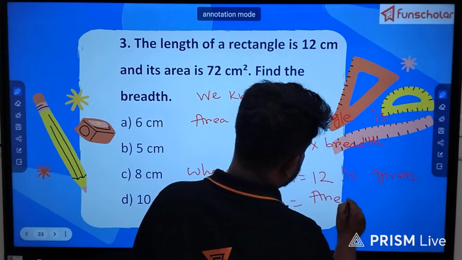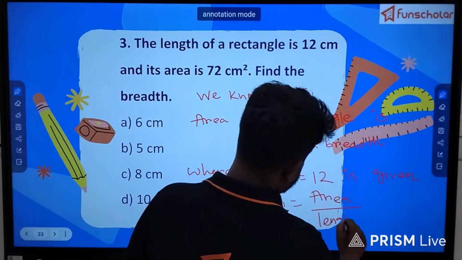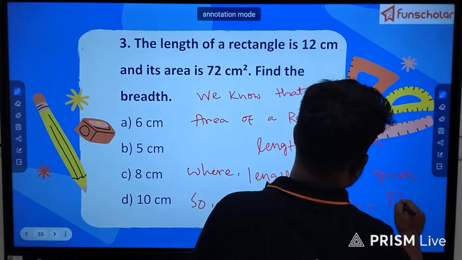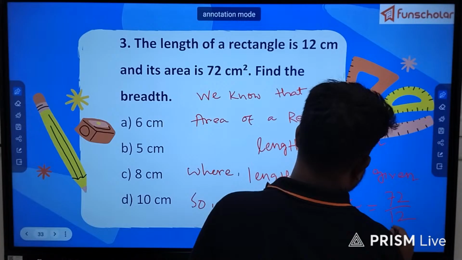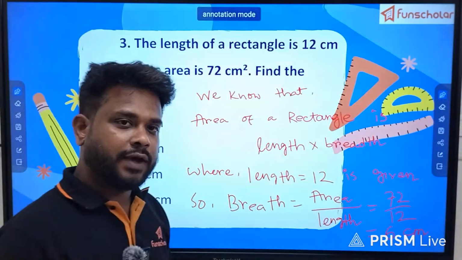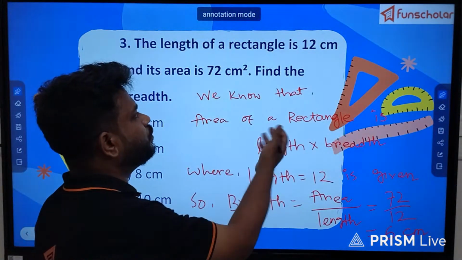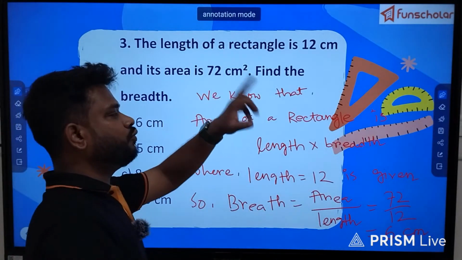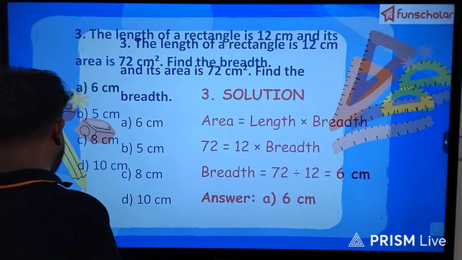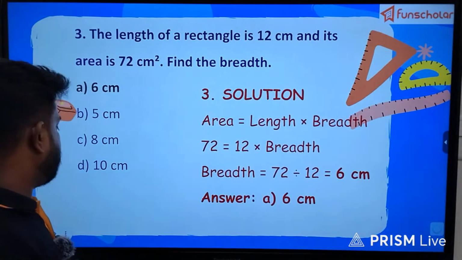what will it be? It will be area by length. So it will be 72 by 12, and 6 will be the final answer. So 6 centimeter will be the final answer. Okay. So now if you want to cross check this, 12 into 6 is 72, and 72 by 12 will be 6. Okay. Yes, they have just done it like this. Okay.